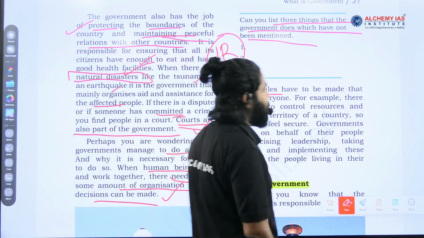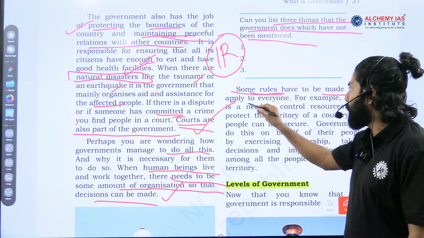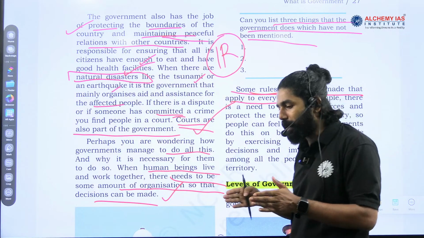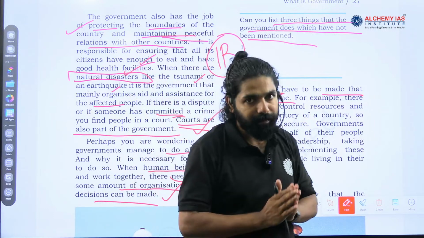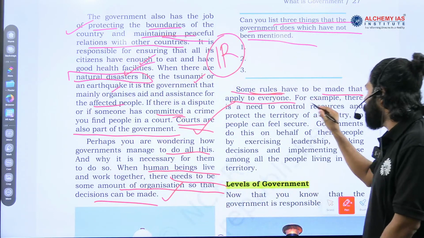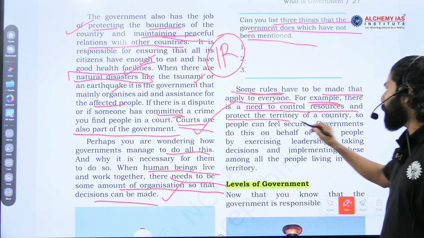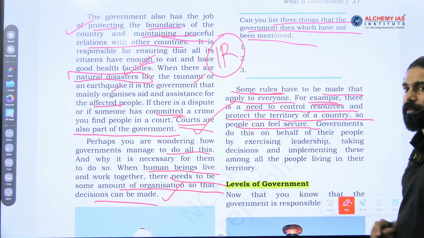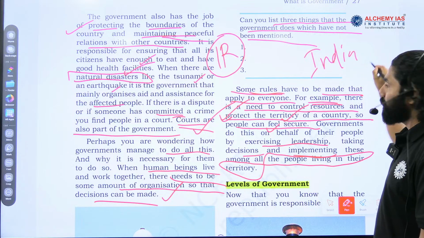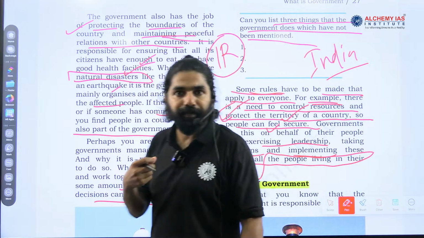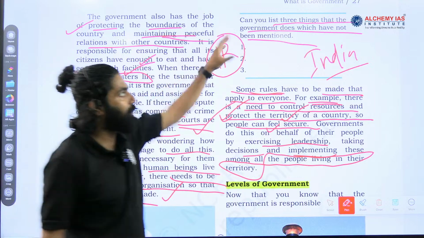Some rules have to be made in order to govern a system. Some rules have to be made that apply to everyone. So whenever any rules or regulations are made by the government, they will be applicable to everyone, and everyone has to follow them. For example, the example given here was the need to control resources and to protect the territory of the country, so that people can feel secure. So when the government makes rules, if you take the example of the government of India, we have a definite territory.